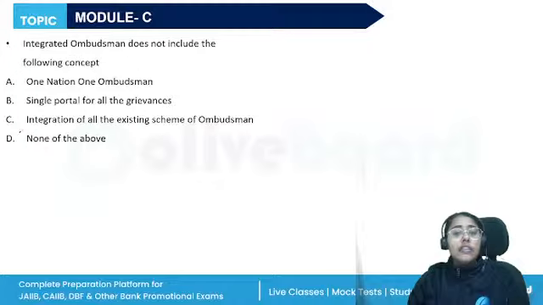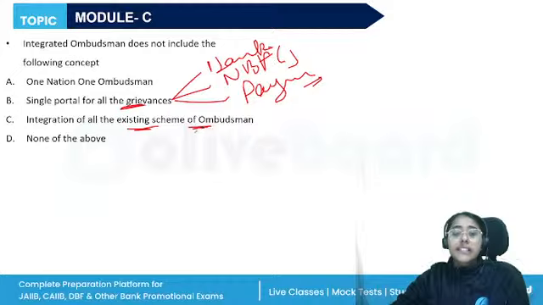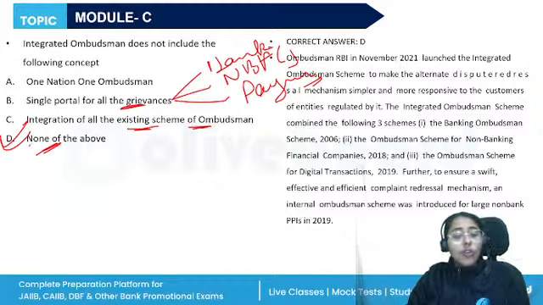Next, the integrated ombudsman does not include the following concept. Is there a one nation, one ombudsman scheme? Yes. Does the integrated ombudsman provide a single portal for all the grievances related to bank services, NBFCs, and digital payment? So yes, for all the grievances, a single portal is there, an integration of the existing schemes. So all of these are concepts included in the integrated ombudsman. So we will mark answer D, none of the above is not a component. That is, all of the above are included.